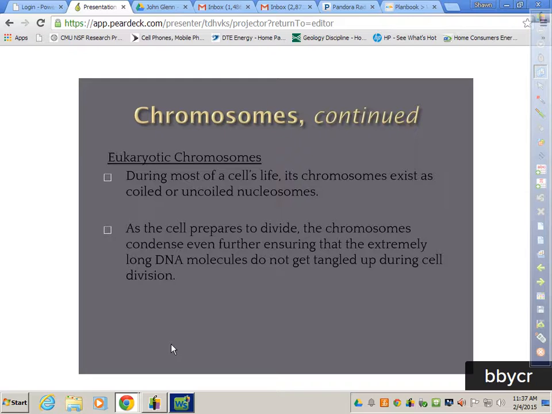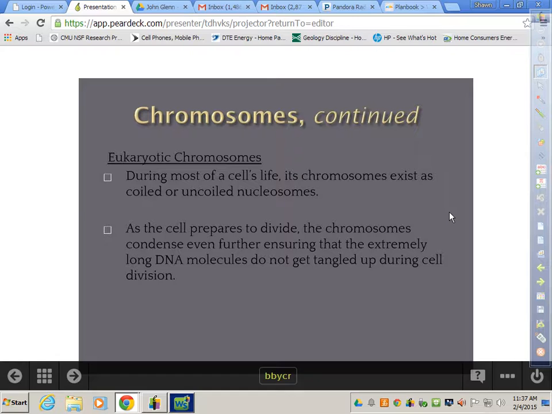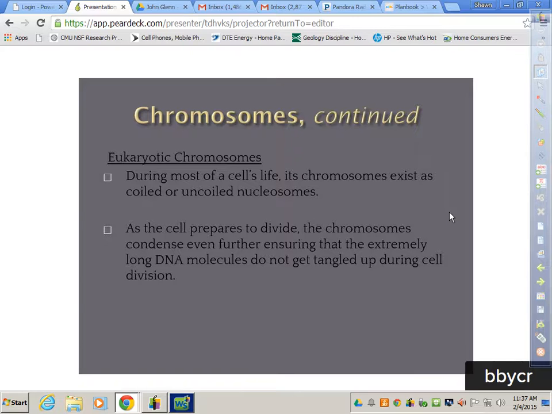Do you think if I wound DNA tight enough, I'd be able to see it with that microscope in front of you? Yes. Here's the thing. If I have you guys all run out in Canada, and I spread this classroom out all over Canada, and I fly in a plane, would I be able to pick you out of the woods? What if we all stood in one spot? Maybe, right? Maybe. Okay. So as the cell prepares to divide, the chromosomes condense even further, ensuring that extremely long DNA molecules do not get tangled up during cell division.